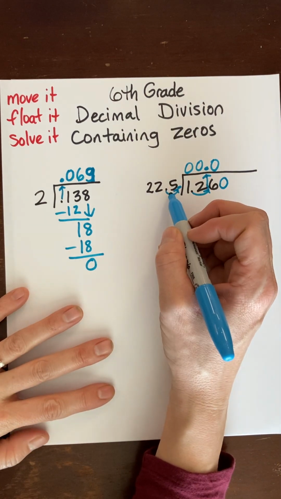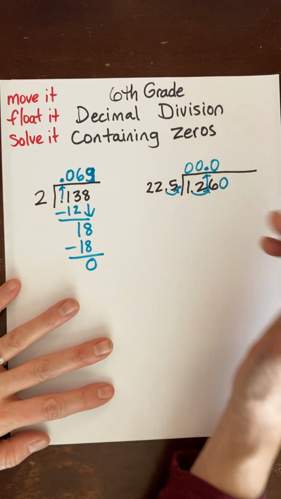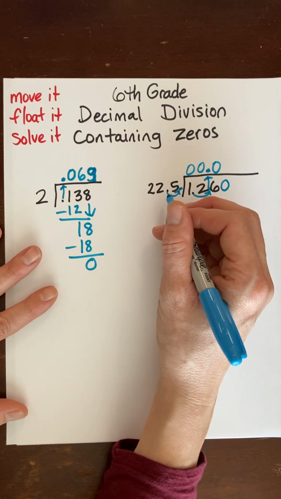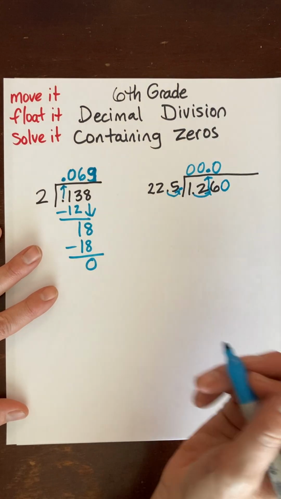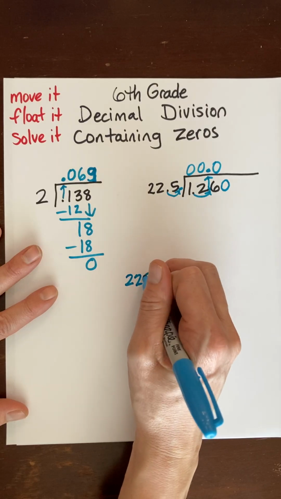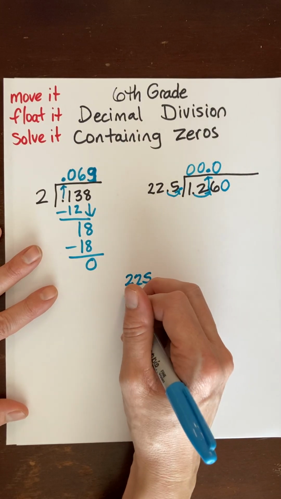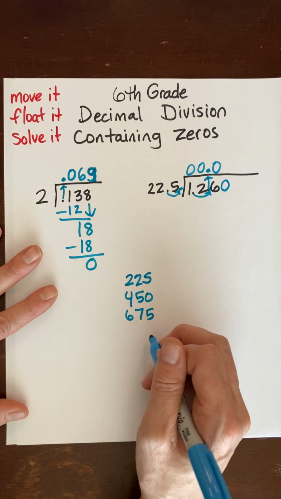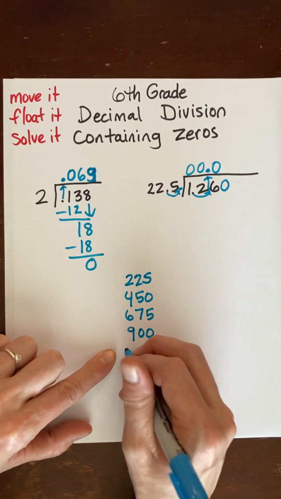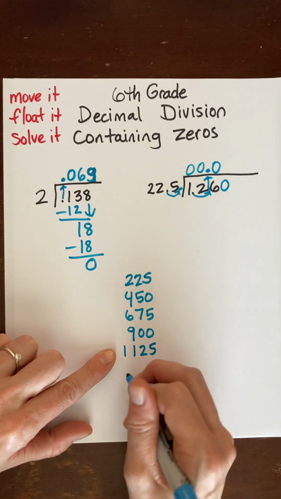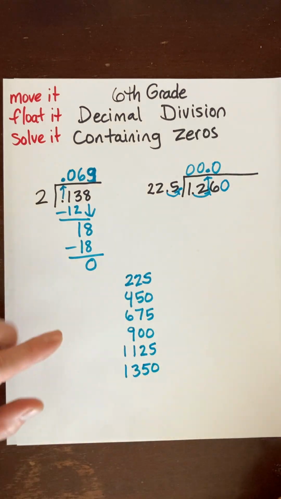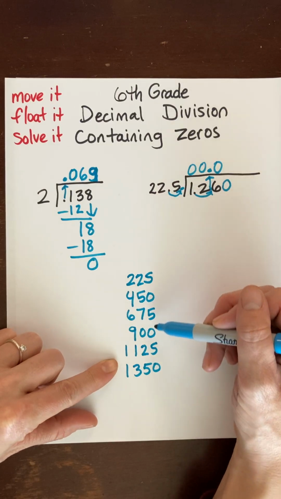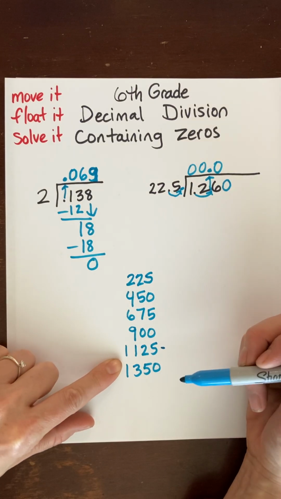Any 0 we add after the decimal place does not change the value of our number. So now we're going to do 225 into 1,260. I'm going to count by 225s. If you can't count by 225s, then you can work it out on your paper with times or however you like to do it. I'm just going to write a list here. 225, then if I added 225, it would be 450, then 675, 900, then 1,125, and 1,350. Now I want to find how close I can get to this number without going over. If we look down here, that's too big, so we're going to stop here.